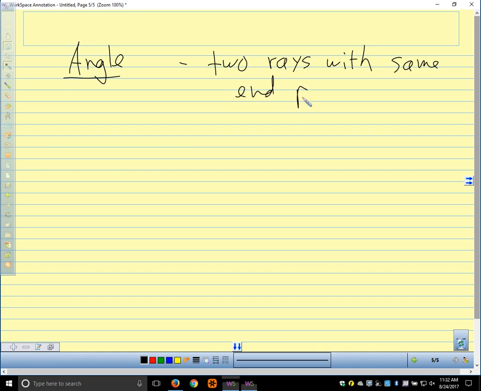So we'd have something like this. We're going to call this point B. That ray goes through point C. What do we call that endpoint? The vertex, yes.